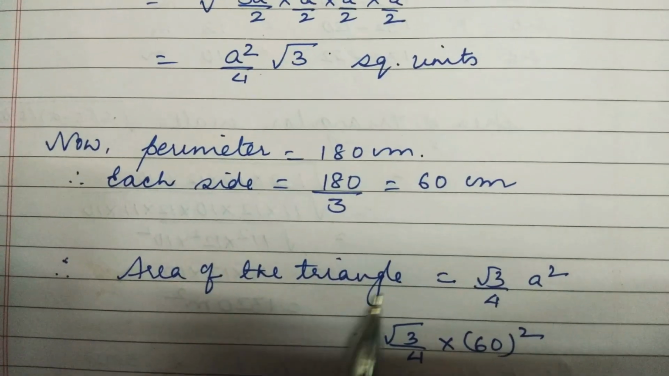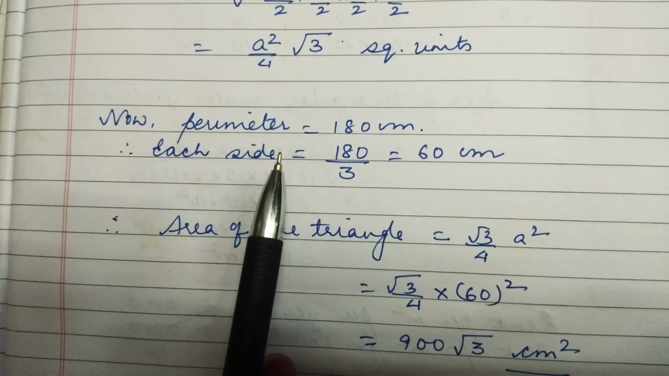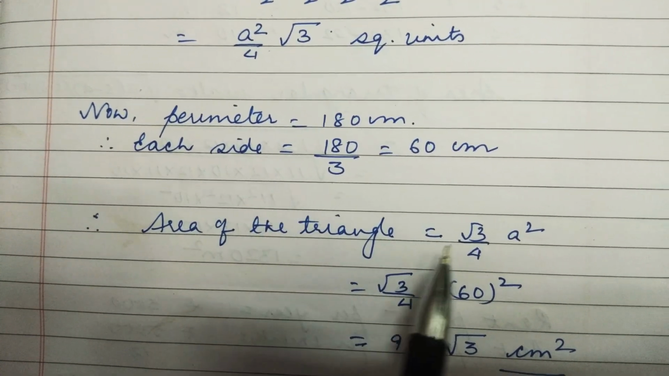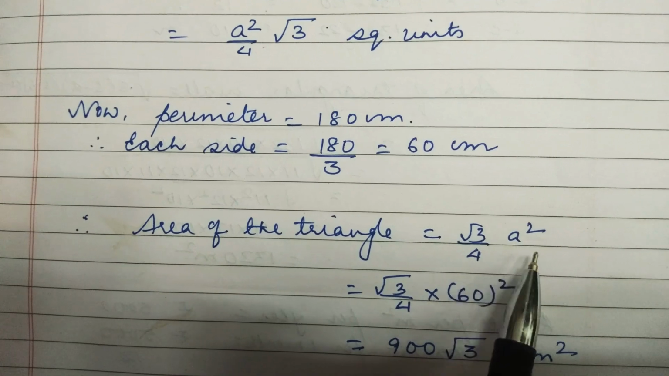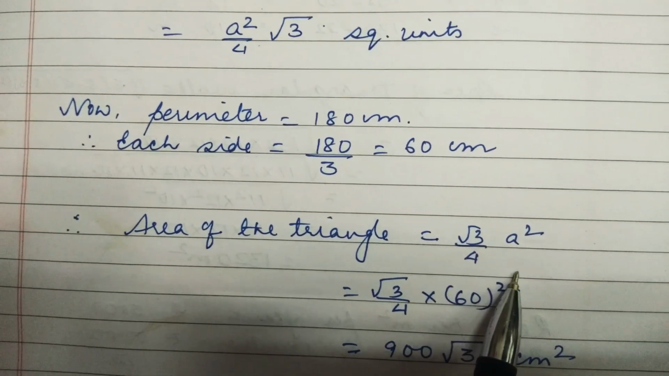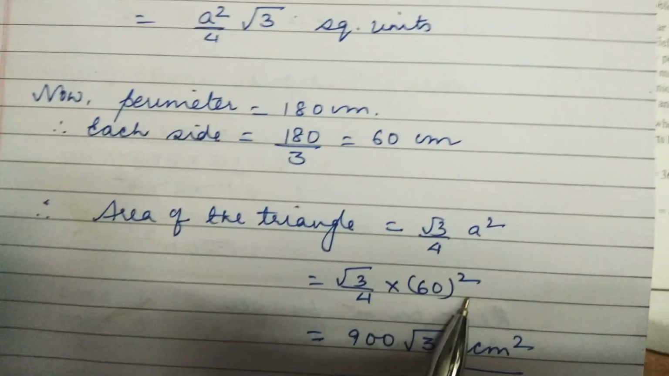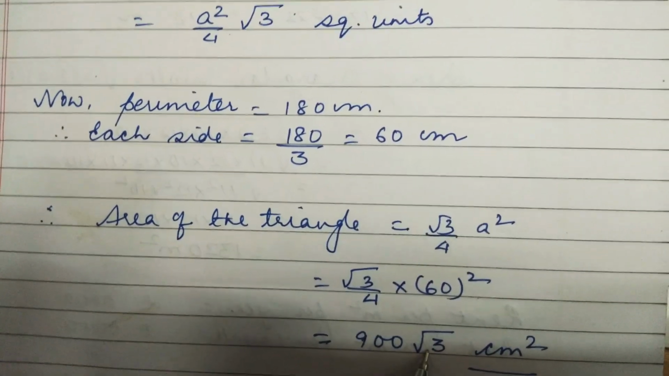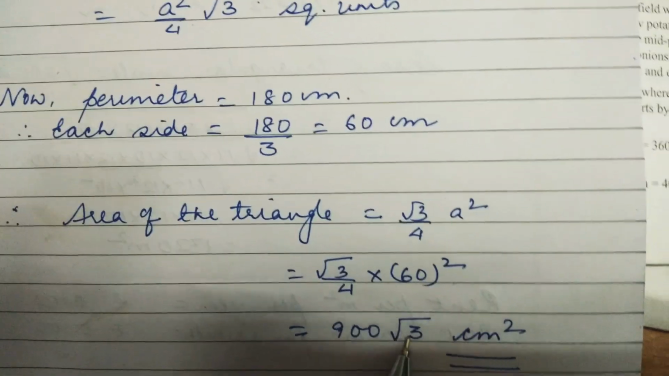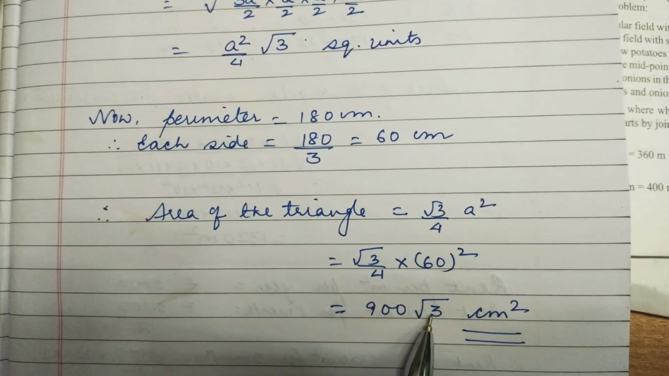And what is the area of an equilateral triangle, which we just derived by using Heron's formula? That is root 3 by 4 A square. Just put it into the formula. We will get root 3 by 4 into 60 square. When you solve it, you will get 900 root 3 centimeter square.